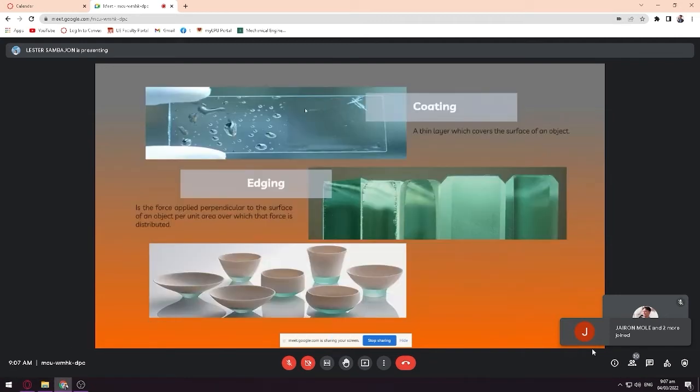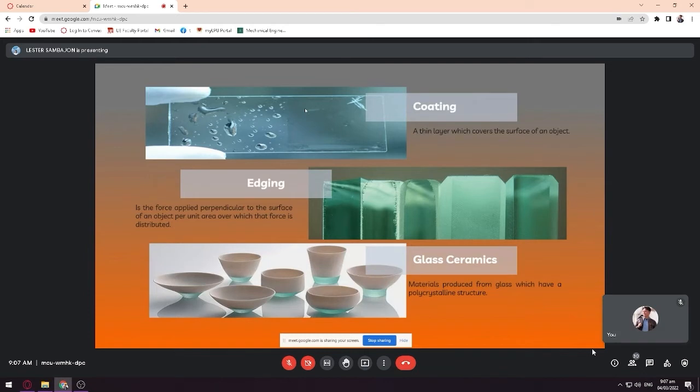Next would be coating. Coating is a thin layer which covers the surface of an object. Coatings may be applied to glass in order to alter the appearance and or the performance of the product in question. Now, anti-reflective coatings applied to auto mirrors to aid vision, coatings with photocatalytic and hydrophilic properties to make self-cleaning windows. So this is an example, as you can see, of a glass without coating, and this part is an example of a glass with coating.